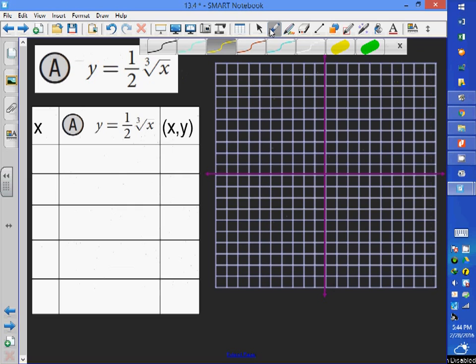Okay, next one is about compressing and stretching. Let's see.